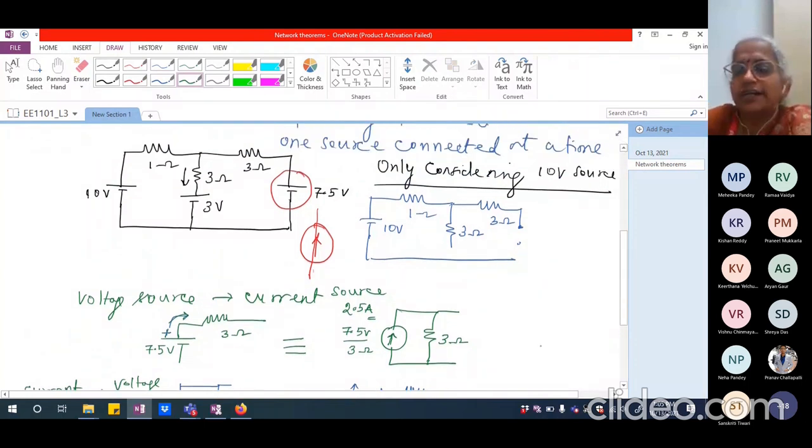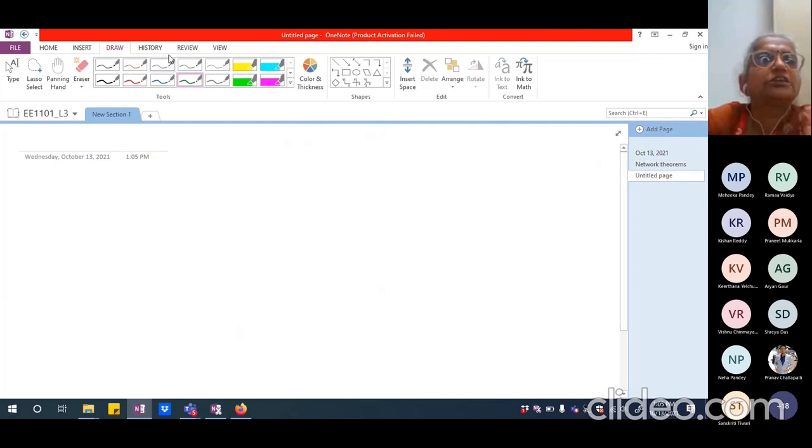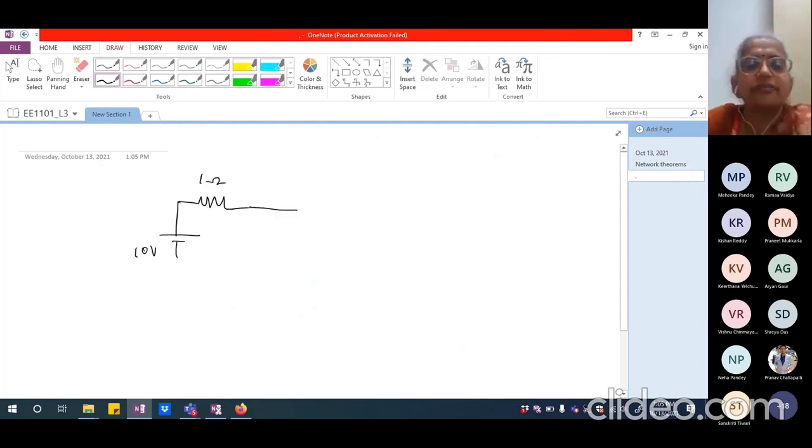Okay. So let me try to put this network in the next page once again. This is 10 volts with 1 ohm resistance here, and I'm having 3 ohm resistance here, and this is 7.5 volts. And in between, I have 3 ohm with 3 volts source here.